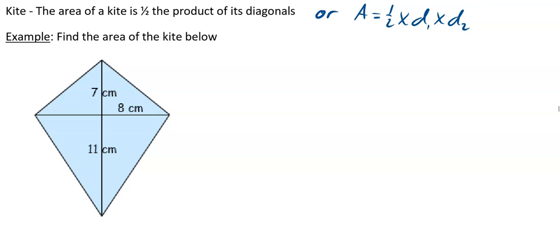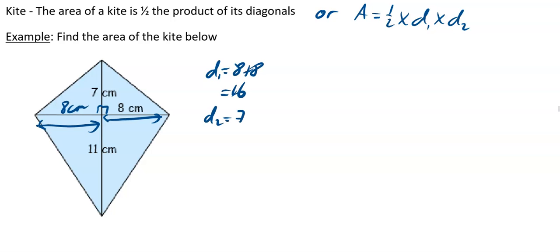Now you need to know a couple of things about a kite to be able to do this next example. The first thing is that the shorter of your diagonals is bisected, so it's cut in half, so that's 8 centimeters. It also cuts it in half at right angles. If that's 8 centimeters from here to here, then it's also 8 centimeters from here to here, so label it this way. D1 in this case is 8 plus 8, so it is 16. D2 is 7 plus 11, so it is 18.